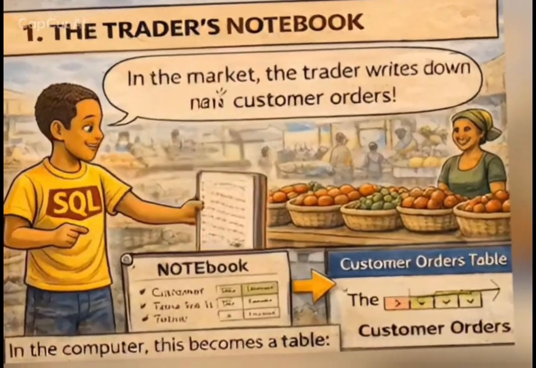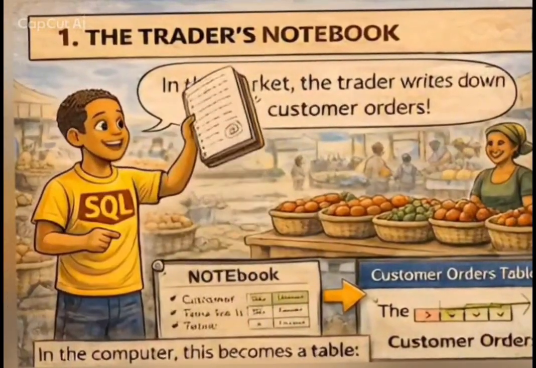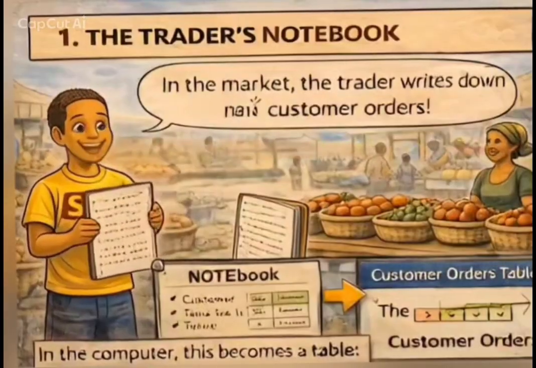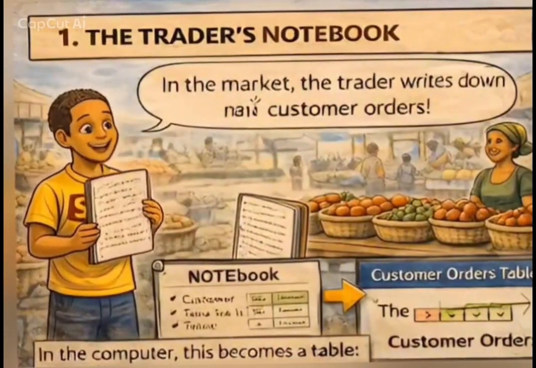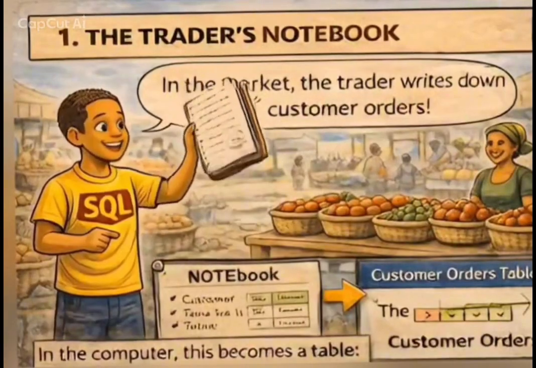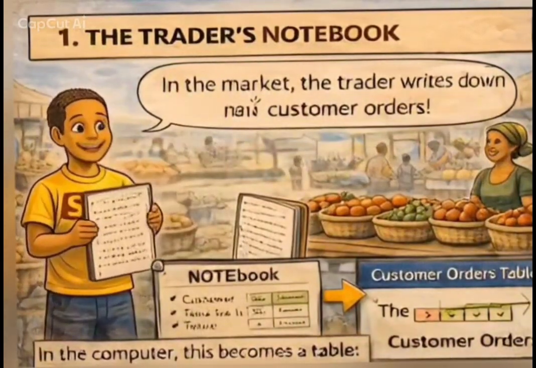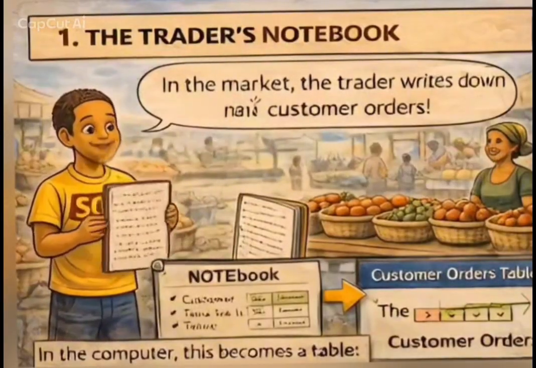Hello, explorers! Before we start writing SQL, we must understand where the information is kept. In Mushin Market, every trader writes down the orders customers make. They use a notebook so they don't forget who bought tomatoes, fish, or vegetables. In the computer world, this notebook is called a table. And in our lessons, we will be using a table called the Customer Orders Table.